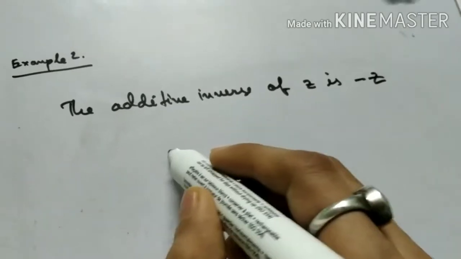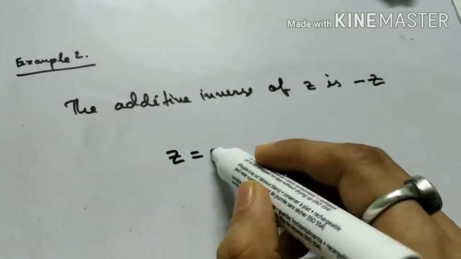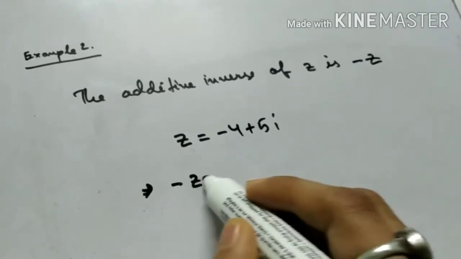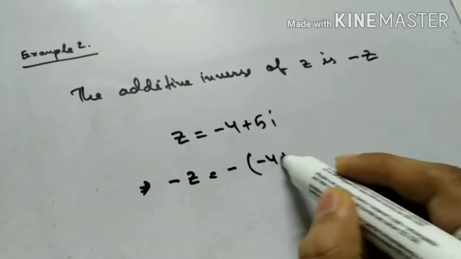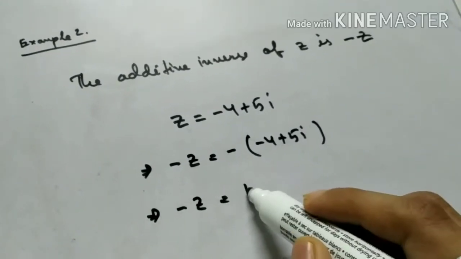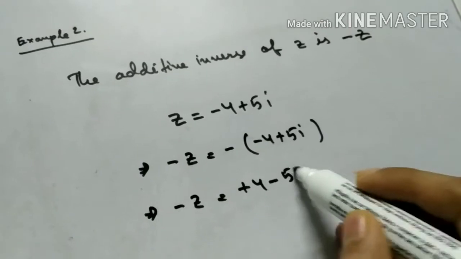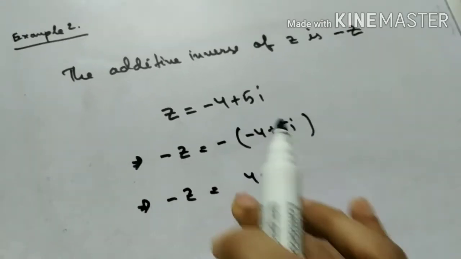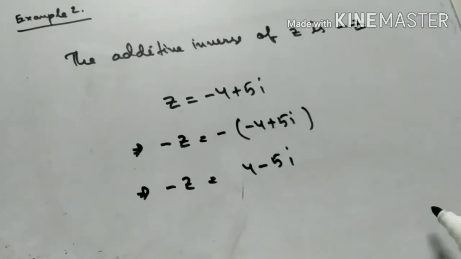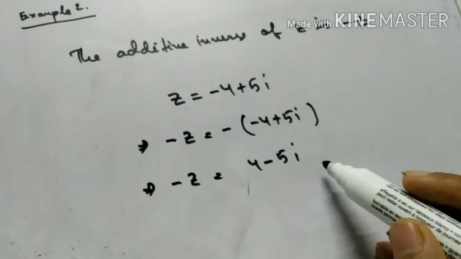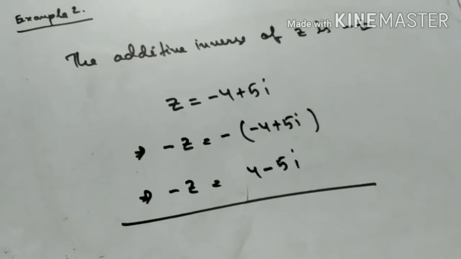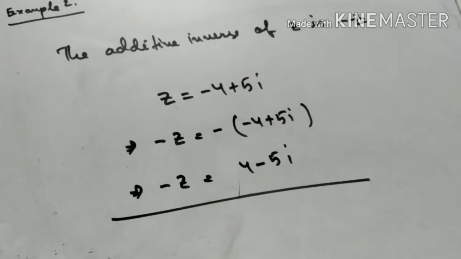So z is equal to minus 4 plus 5i. So minus z is equal to minus of minus 4 plus 5i, minus z is equal to plus 4 minus 5i. No need to write this plus sign. 4 minus 5i. So this is your answer. Find the additive inverse of z.